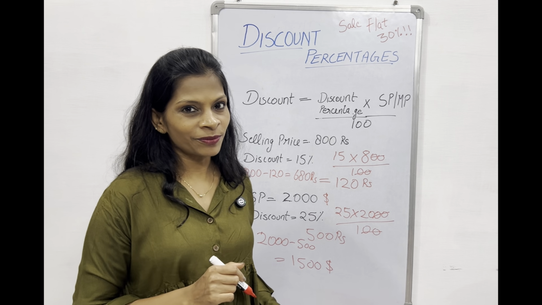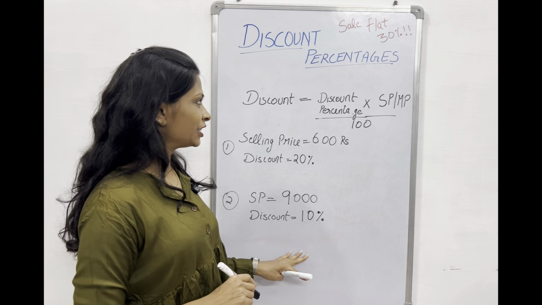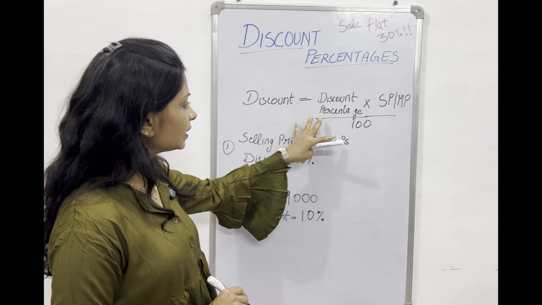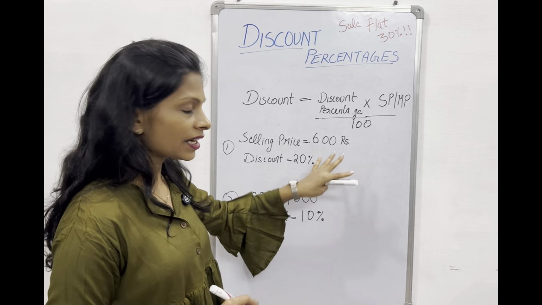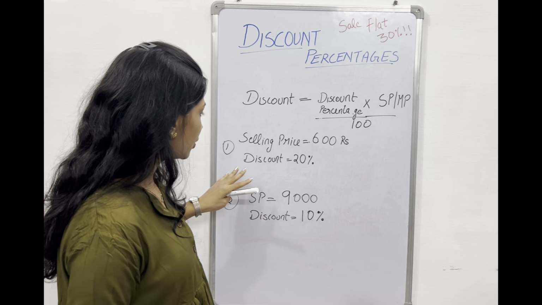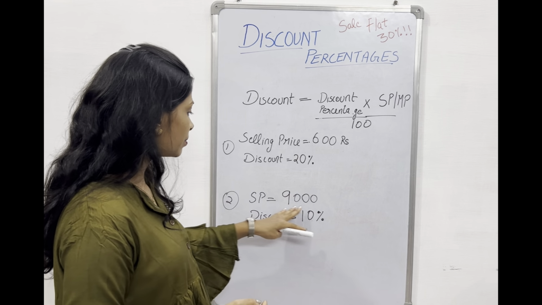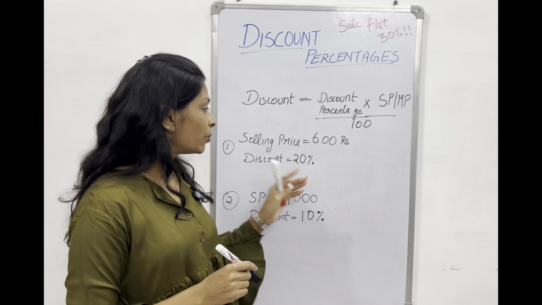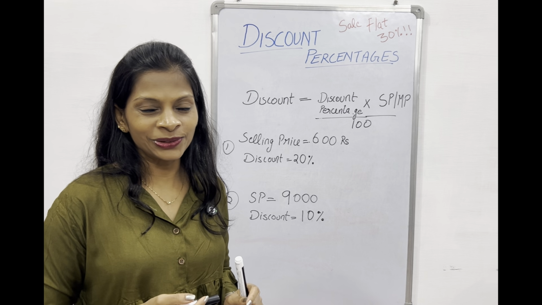These were two examples from my side. Now it's your turn. You can pause the video here and solve these questions. But before you start solving these questions, remember the formula: discount equals discount percentage times the original selling price or the marked price, divided by 100. The first question is when the selling price is 600 rupees and the discount is 20%, and the second, where the selling price is 9,000 and the discount is 10%. Do find both the discount and the new value at which the item was being sold.